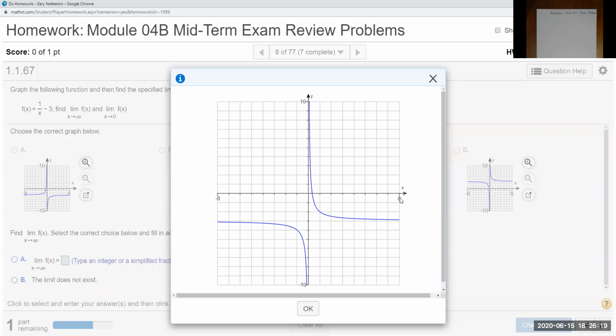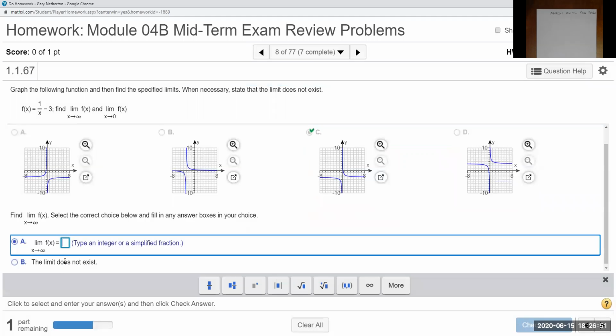Here, x only goes to 8. Infinity means way out here, but I can sort of see what the trend is. Once again, this graph flattens out and becomes almost parallel to this horizontal line. You can see the function is getting very close to this value of, it looks like, -3. So I would say when x gets very large, my function is getting closer and closer to -3. So it looks to me like the answer should be -3.